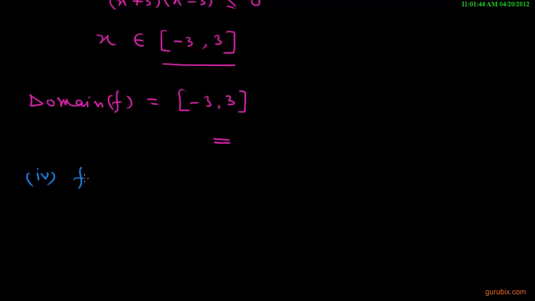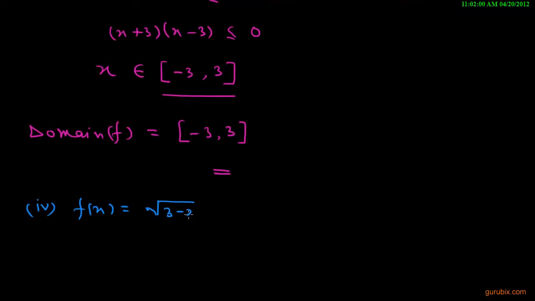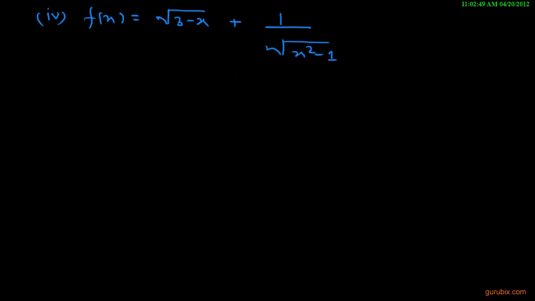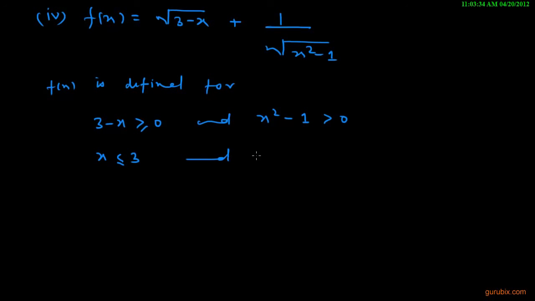Now we shall move to the fourth part, and in the fourth part we are given a function f(x) = √(3 − x) + 1/√(x² − 1). So we can say that f(x) is defined for 3 − x greater than or equal to 0 and x² − 1 strictly greater than 0. This means x is less than or equal to 3 and (x − 1)(x + 1) is greater than 0. And from here we get that x is less than −1 and x is greater than 1.